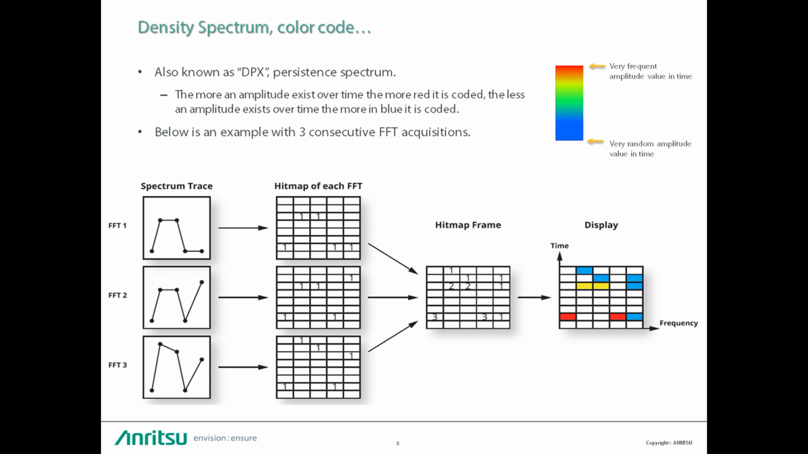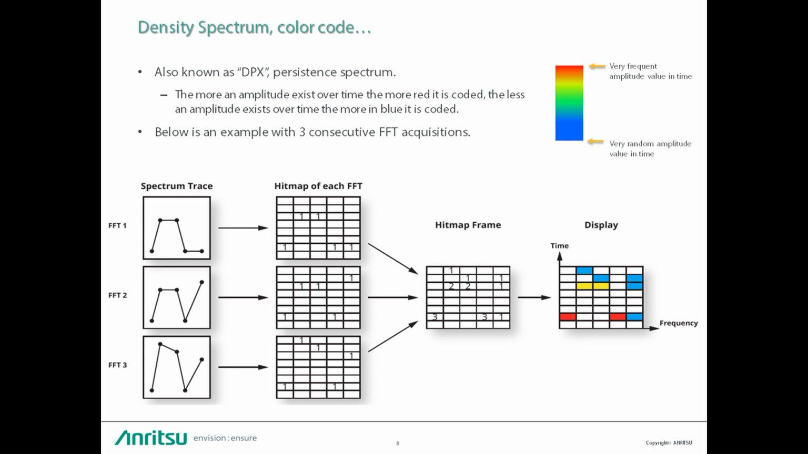Having said that, the RTSA will now assign a color to the occurrence. So as I said, the more it goes to the red, the more present it is in time. The more it goes to the blue, the less present it is in time. As seen on the drawing, on the display, the pixels that have been hit 3 times are represented in red since they are more frequent than the other ones, the pixels that have been hit 2 times are represented in yellow, and the pixels that have been hit only once are represented in blue.